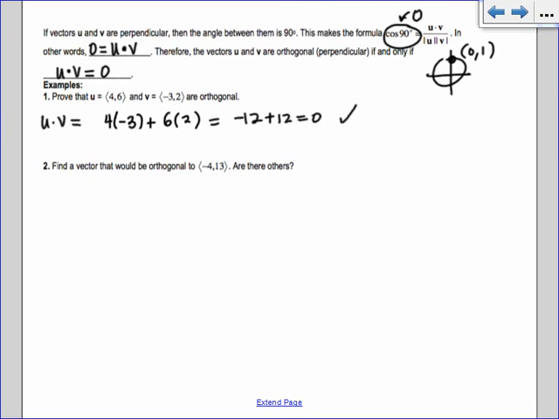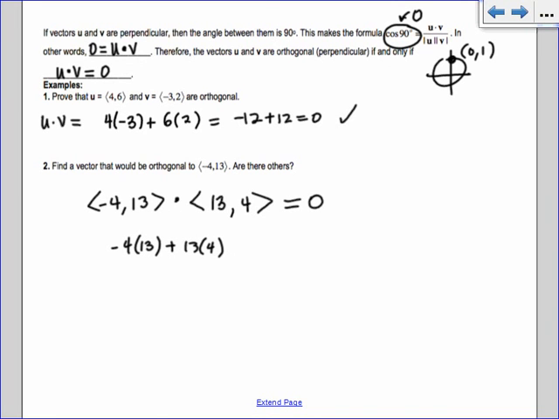Okay, so this one says find a vector that would be orthogonal to -4, 13. Okay, and you guys are probably very good at this. So we want to think about this getting to be 0. So we're probably going to have some kind of combination of 13 and 4. So let's think about it. If I do -4 times 13 plus 13 times 4, does that get me 0? Yep, sure does. So it's +13 and +4.